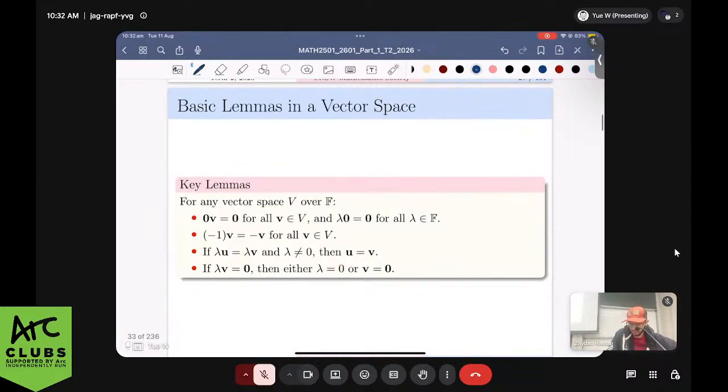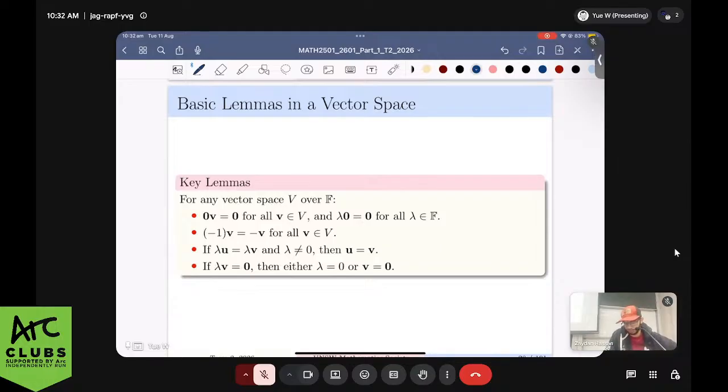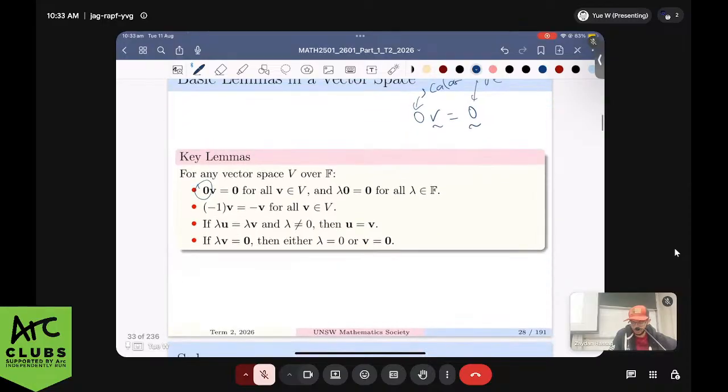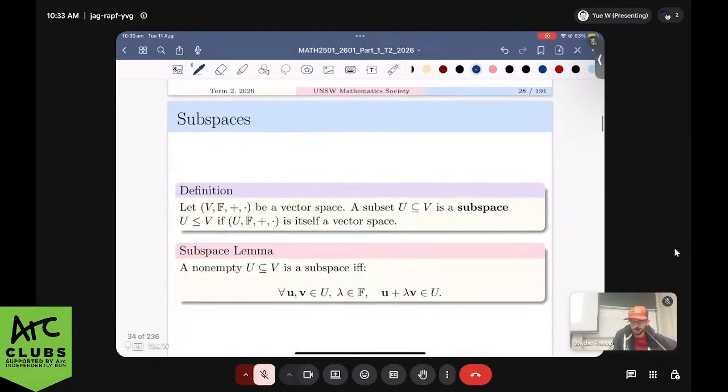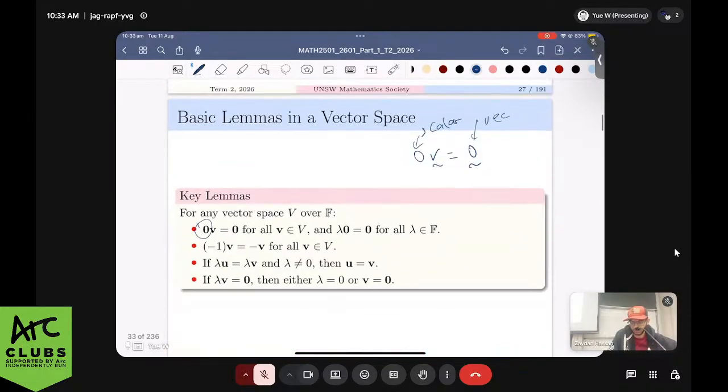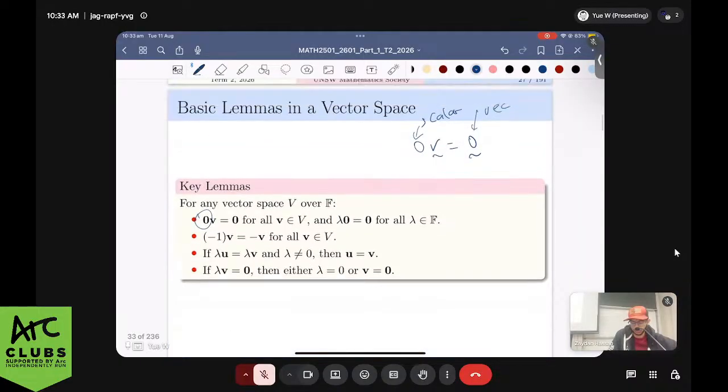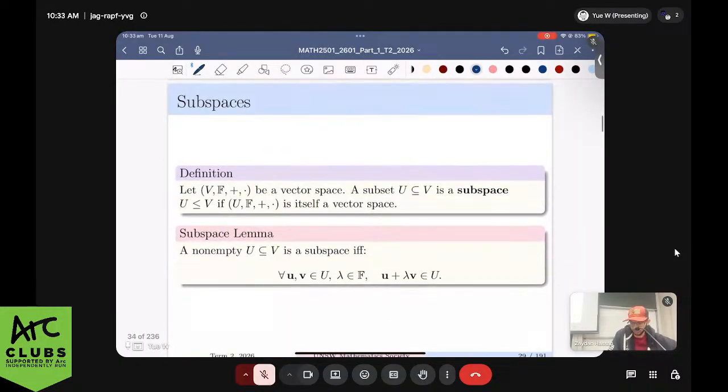Okay, so some basic lemmas. 0v is 0. Technically this shouldn't be bold actually. You should say 0v equals the 0 vector. So here 0 is the scalar and this is the vector. So this actually shouldn't be bold here. It's a mistake. Okay. Lambda times 0 is 0. So if you scale the 0 vector, you still get 0. And then these properties, which are pretty intuitive. I wouldn't expect much of this to come up in the exam. Don't quote me on that, but they have more important stuff to assess, I guess.